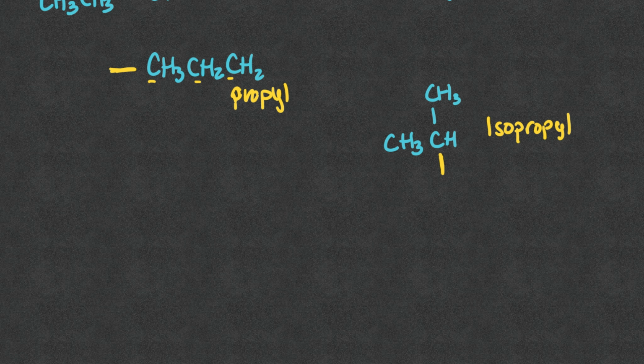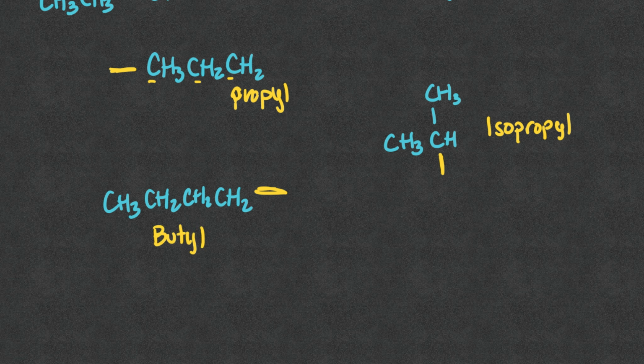So that's kind of like the biggest difference between the two. All right. Now, let's continue on with this. So another one I want you guys to know. All right. Let's just say we have a CH3, CH2, CH2, CH2, and it's bonded over here on this side to the main body. We call this butyl, okay?